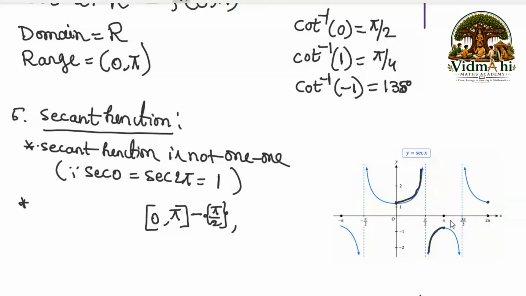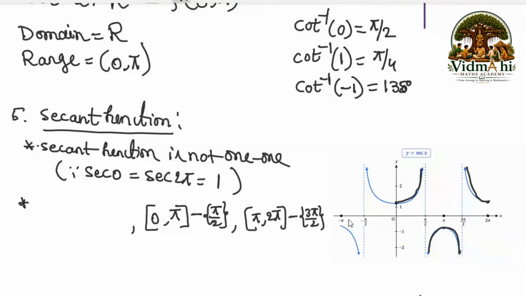Again observe, pi to 2 pi. So observe here pi, so here the graph from this side and here. So this is one-one. So closed interval pi comma 2 pi except 3 pi by 2, except 3 pi by 2.